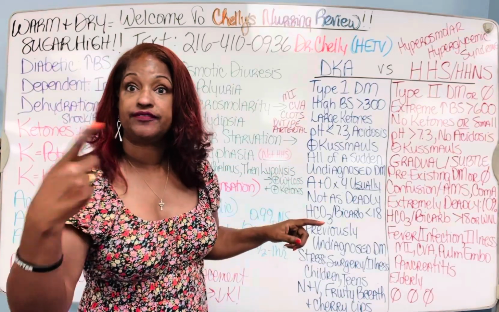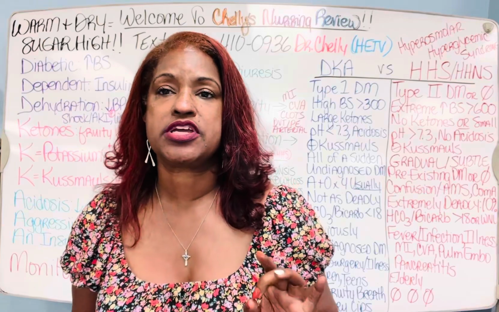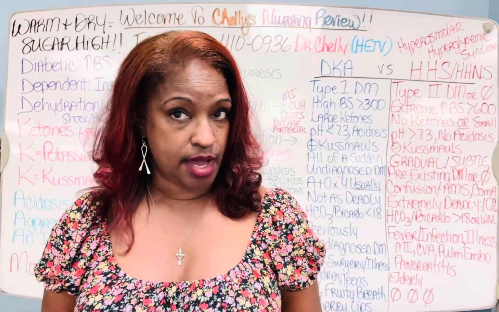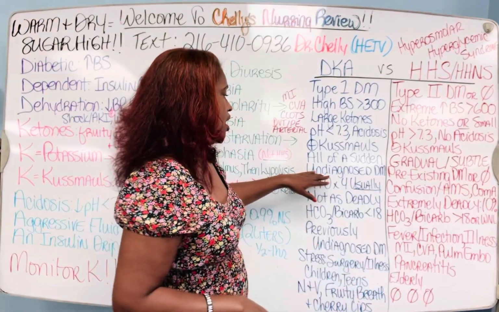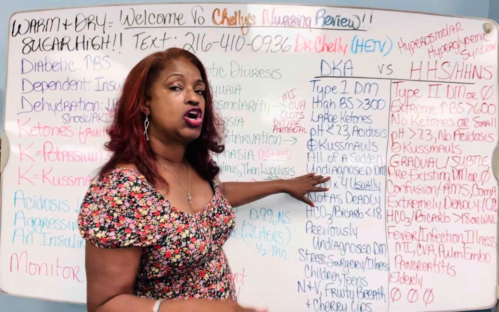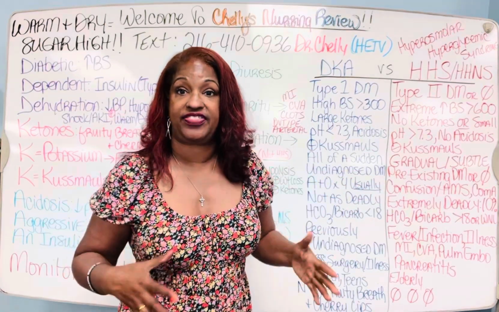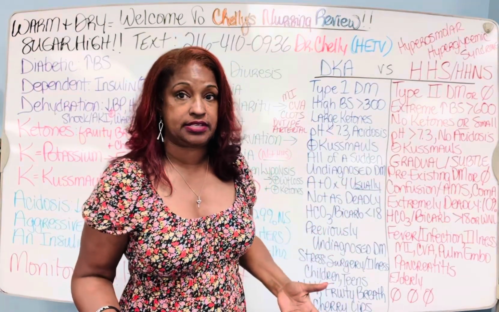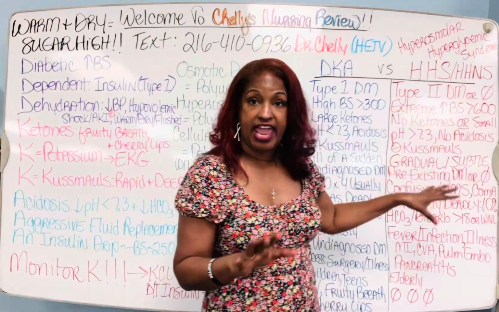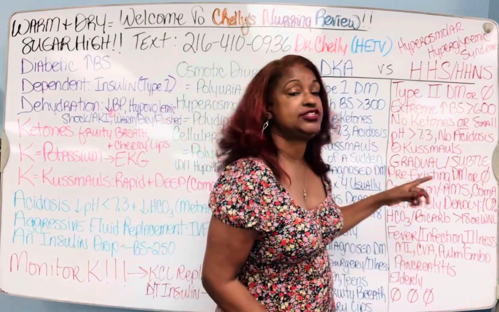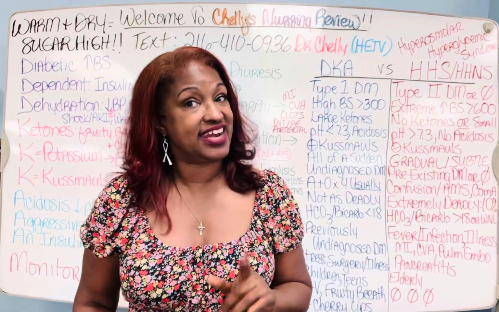DKA happens all of a sudden. HHNS is very gradual, very subtle, sneaks up on you. That's why we're going to have a problem. Some of these patients are undiagnosed diabetics who find out that day that they have type 1 diabetes. That's for DKA. This patient, HHS, has usually 90% of the time pre-existing diabetes, and it could be pretty bad.